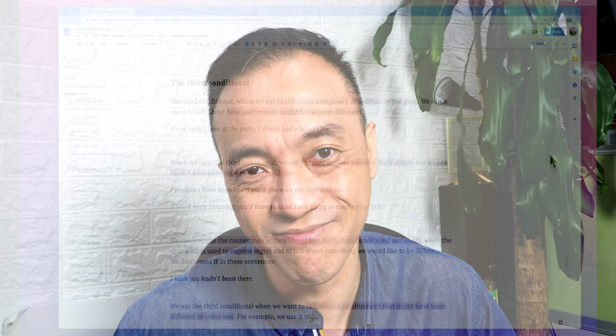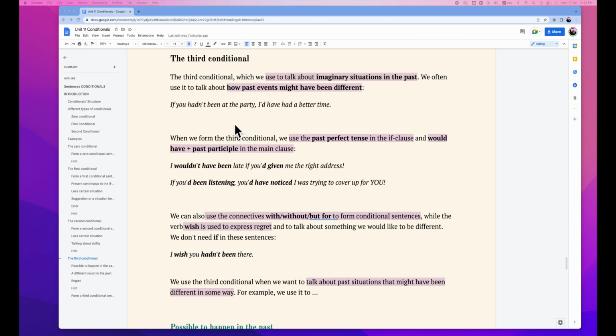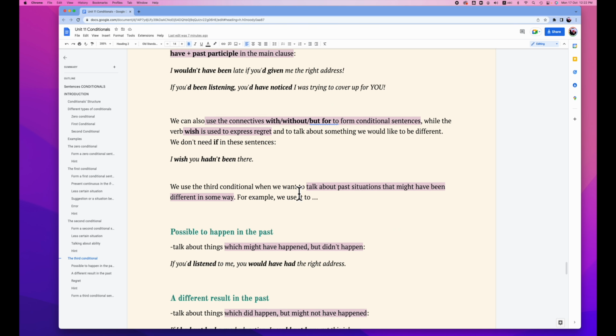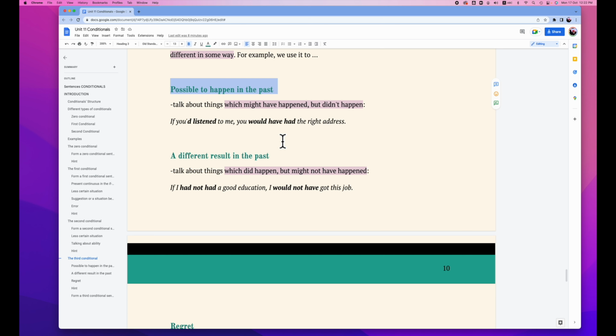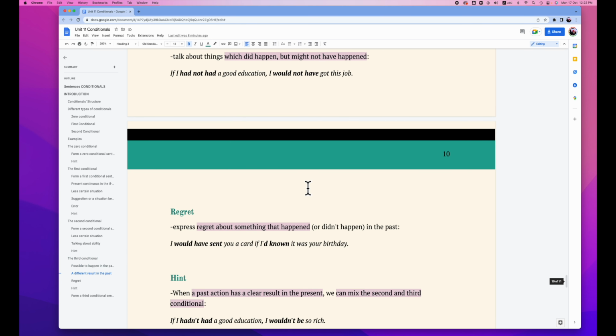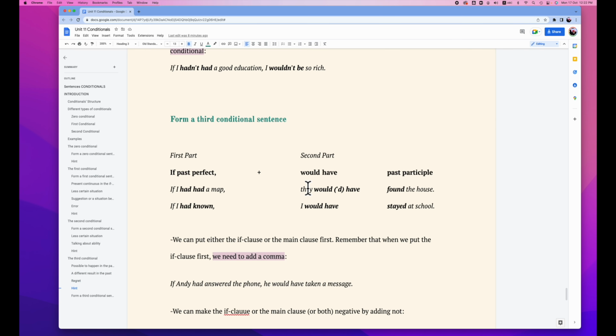Let's take a look. For the third conditional, we are going to talk about imaginary situations in the past for part A, and also a different usage of the third conditional: a possible different result in the past, expressing regret, as well as some other hints, and how to form a third conditional sentence.